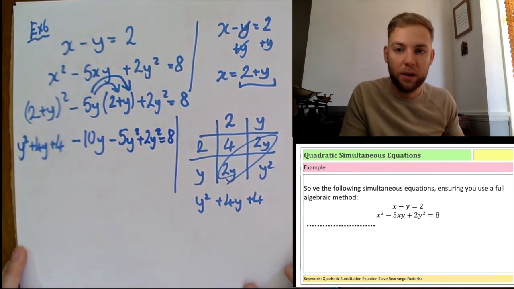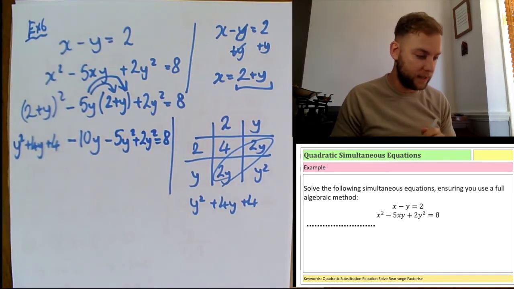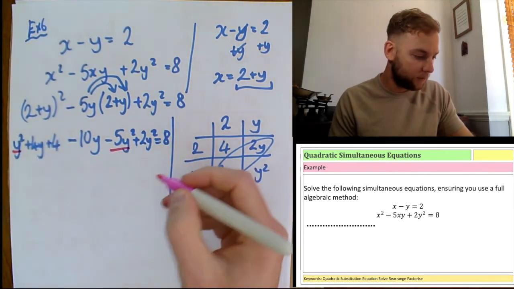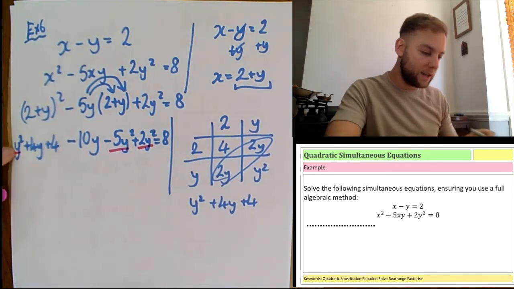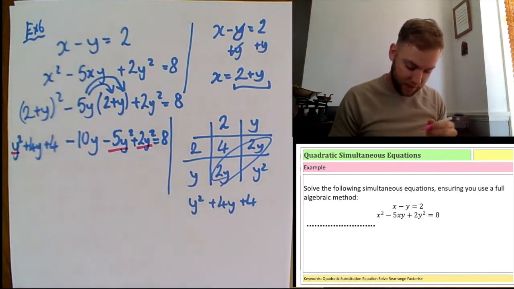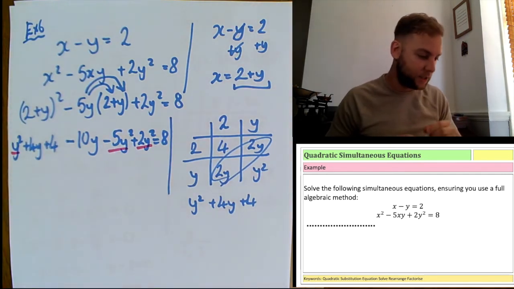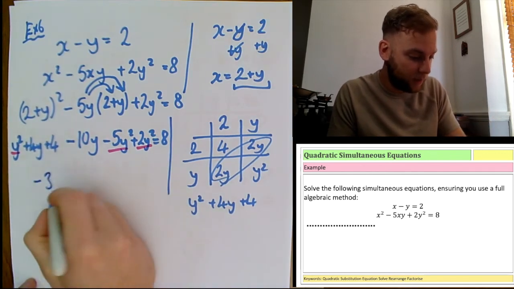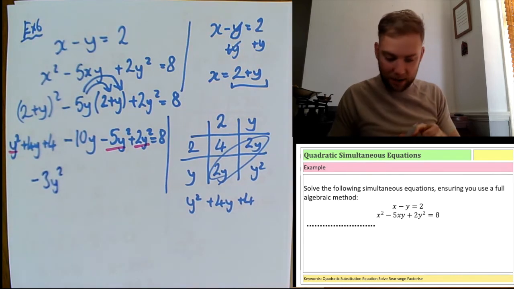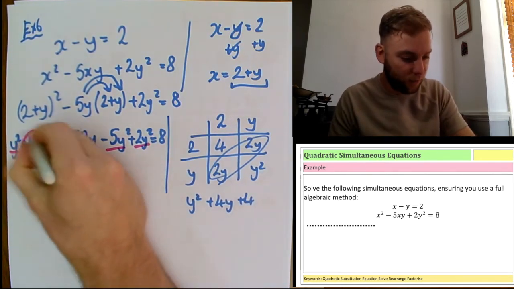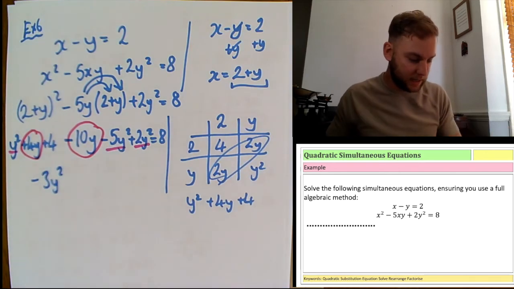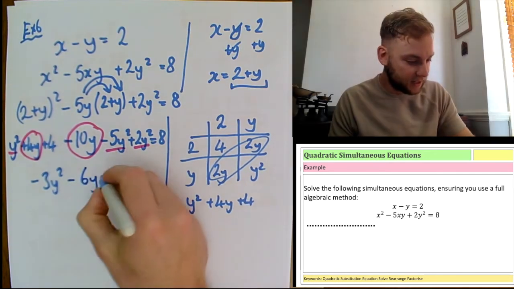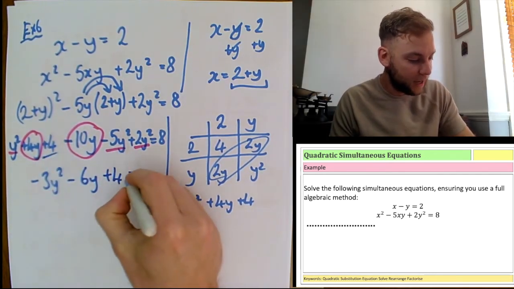Brilliant. So next up, what I need to do is to simplify all of this. Now I've got loads of y squareds here, so let's think about those first. So y squared minus 5y squared plus 2y squared. y squared plus 2y squared is 3y squared, minus the 5y squared is equal to minus 3y squared. So now let's have a look at just the y's on their own. So 4y minus 10y is minus 6y. And then on this side, I've only got that 4 left. So plus 4 is equal to 8.